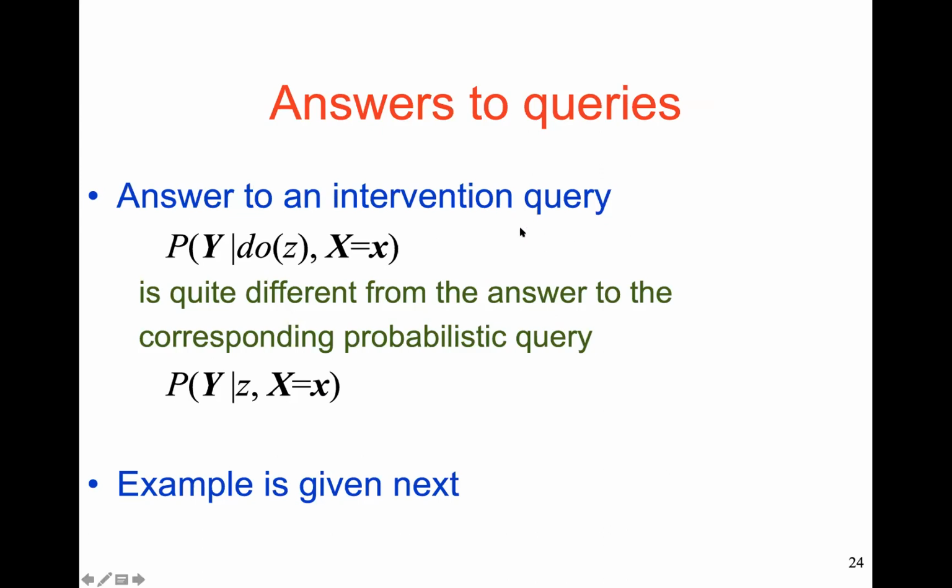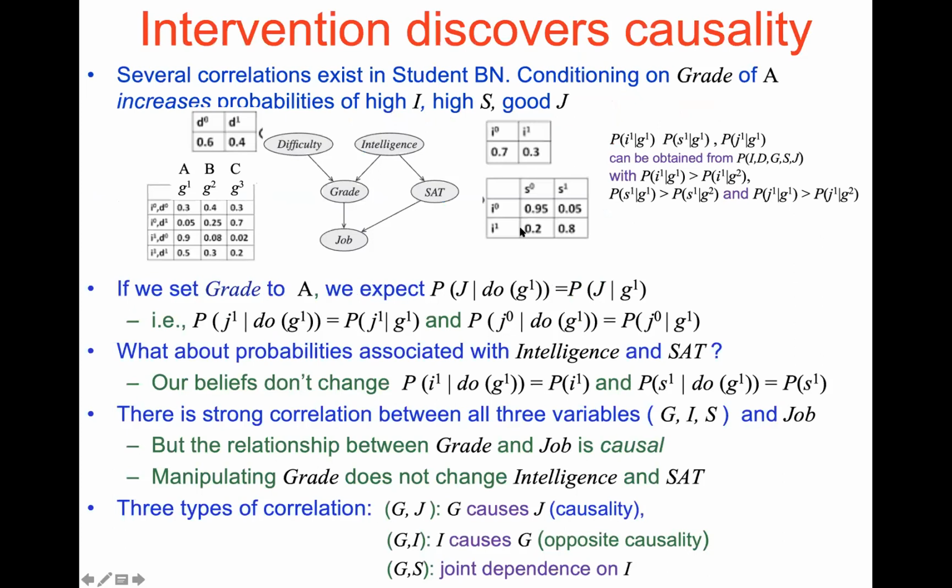An example is given next. This is again a version of the student network we saw earlier. In this network, difficulty and intelligence influence grade, and grade influences job. Intelligence influences SAT, and SAT also influences job. So we have a Bayesian network. Hopefully, it's a causal Bayesian network.